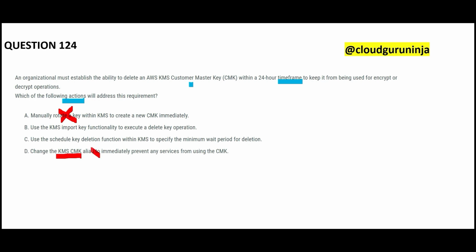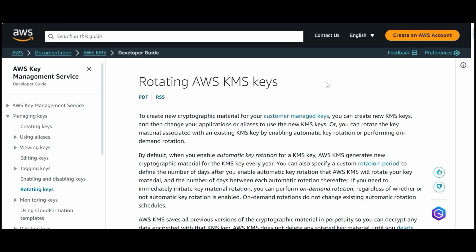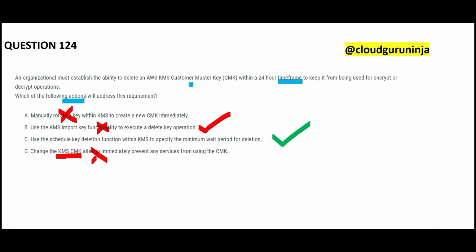Just changing the KMS CMK alias will not help you here, and KMS import functionality will not automatically delete the key. Like import key is making use of a feature called bring your own key. We call it BYOK, and that will not help you here. So the only thing that is left is we will schedule this and specify minimum wait time. See, nowadays with the keys we also have a feature of auto rotation. So you can enable the automatic key rotation, which will generate new cryptographic material for KMS every year. So since an automated solution is better than the manual solution, option C is our answer.